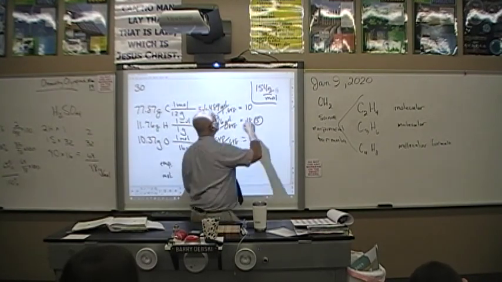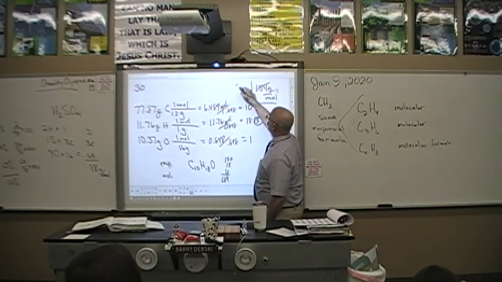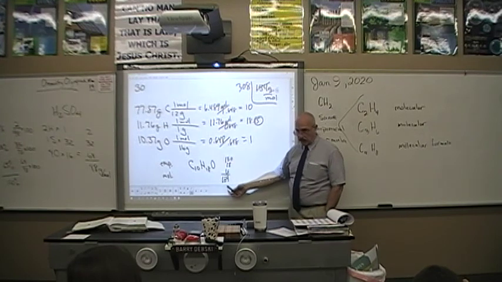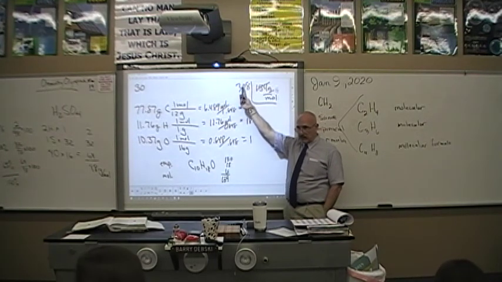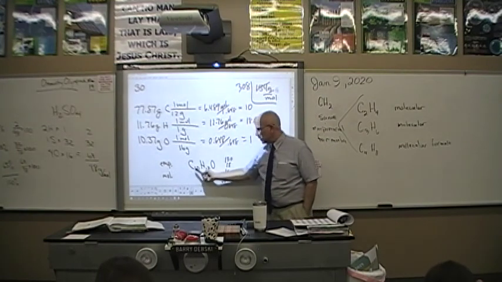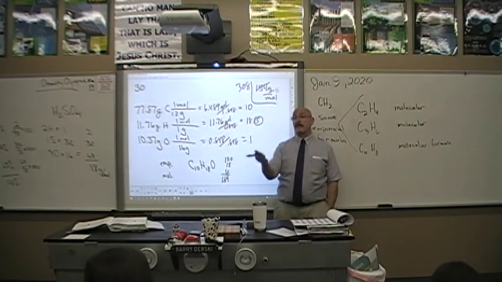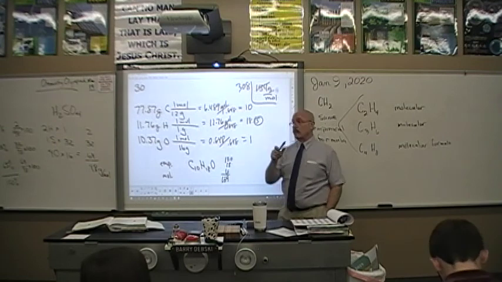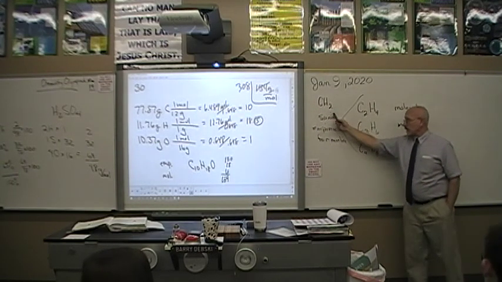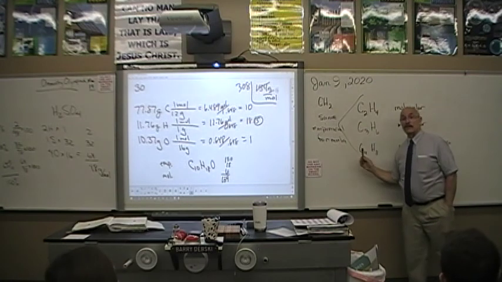If this was 308, for instance, then I would compare this number to this number that was given in the problem, and I would say, oh, that's twice as big. And I would have to come and change all of these subscripts by a factor of 2 to get the molecular formula. Remember, your empirical formula times some number is always going to give you your molecular formula.